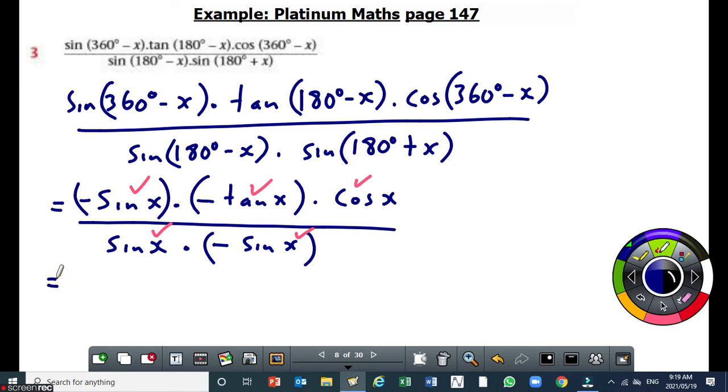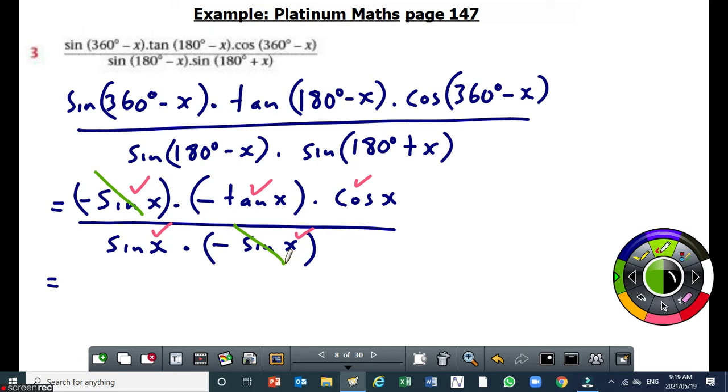Now I would suggest that you simplify starting with the numerator, where you can cancel out some terms. As you can see, in the numerator and the denominator, we have got minus sine x. So this minus sine x and that minus sine x are going to cancel out. Then I'm going to be left in the numerator with minus tan x times cos x. My denominator is going to be sine x.